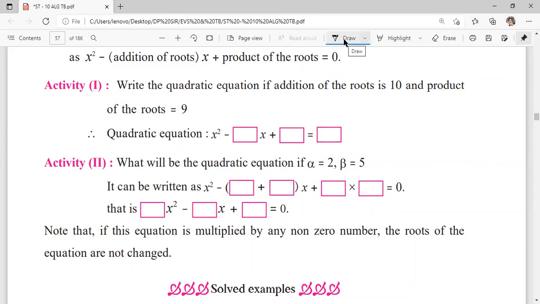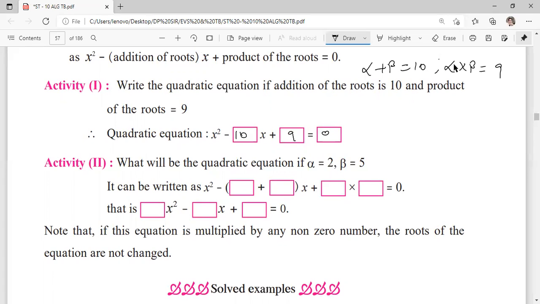Write the quadratic equation if addition of roots is 10. Addition of roots मतलब it's nothing but alpha plus beta is equal to 10, and the product, that is alpha into beta, is equal to 9. Okay, so product is given and sum is given, so they are telling you to find the quadratic equation. So it is nothing but x square minus sum of roots, so it is going to be 10x, 10 आएगा and इधर 9 आएगा and इधर 0 आएगा.